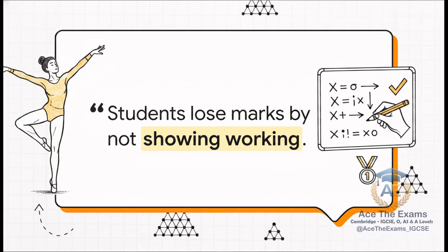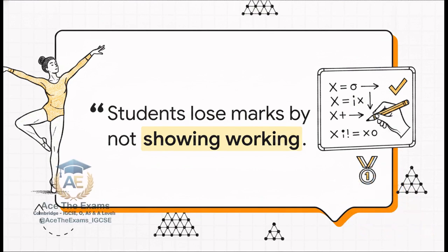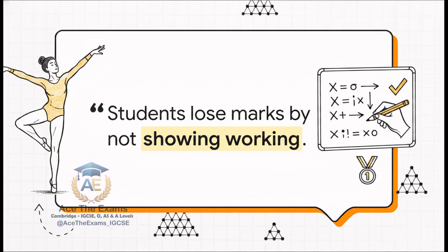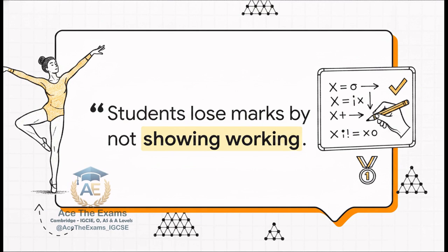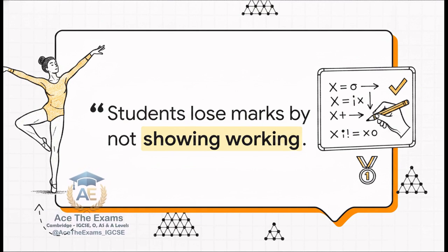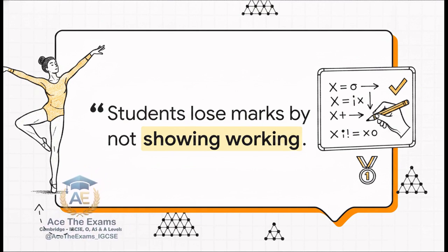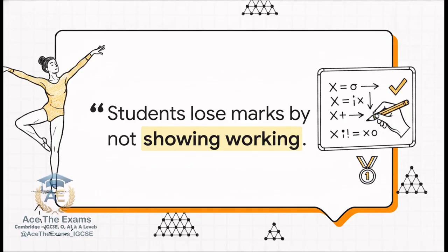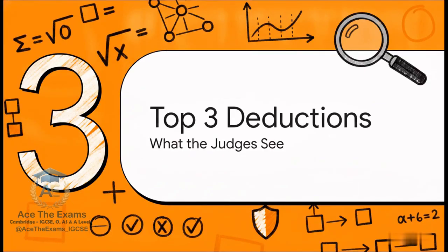Think back to our gymnast analogy for a second. If a gymnast stumbles slightly on the dismount, but the rest of their routine was technically flawless, they still get a really high score, right? Well, your working out is your routine. If you make a tiny arithmetic error right at the very end when simplifying a coefficient, but your methodology was crystal clear and laid out step by step, the examiner will still award you the vast majority of the marks. So please, do not hide your process. Let's look at Section 3.